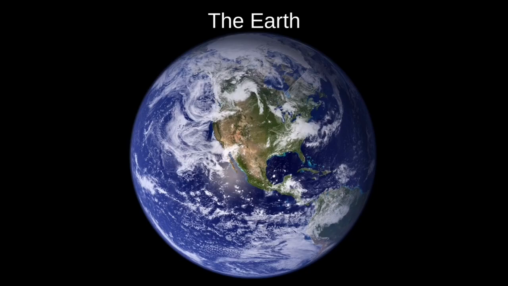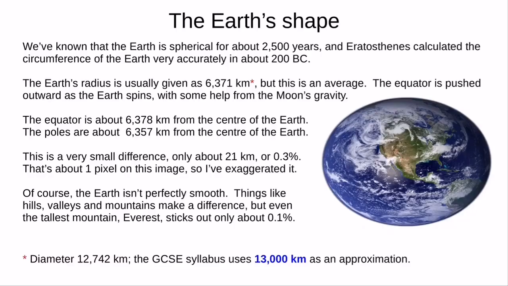Today we're going to look at our home, the Earth. We'll discuss its shape and structure and how the atmosphere affects astronomical observations. We'll also learn about how astronomers and geographers divide up the Earth into different latitudes and how these are related to the seasons.